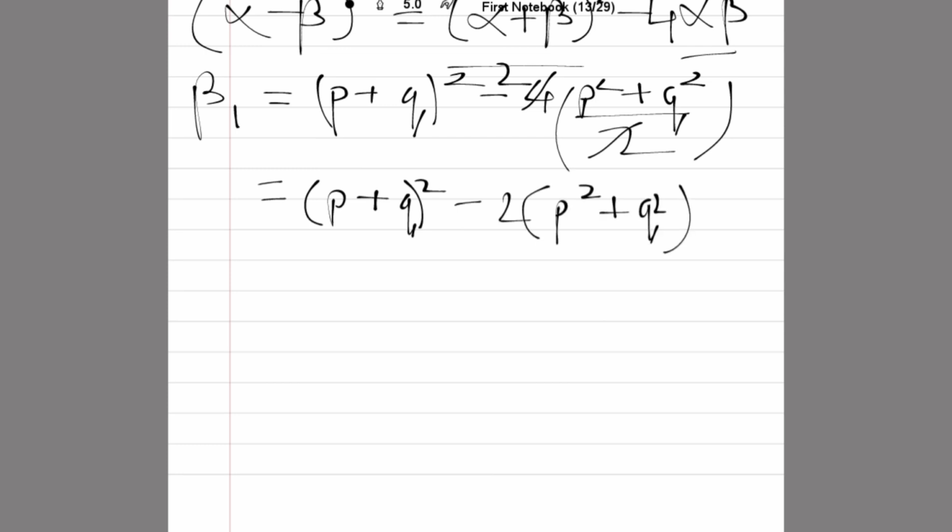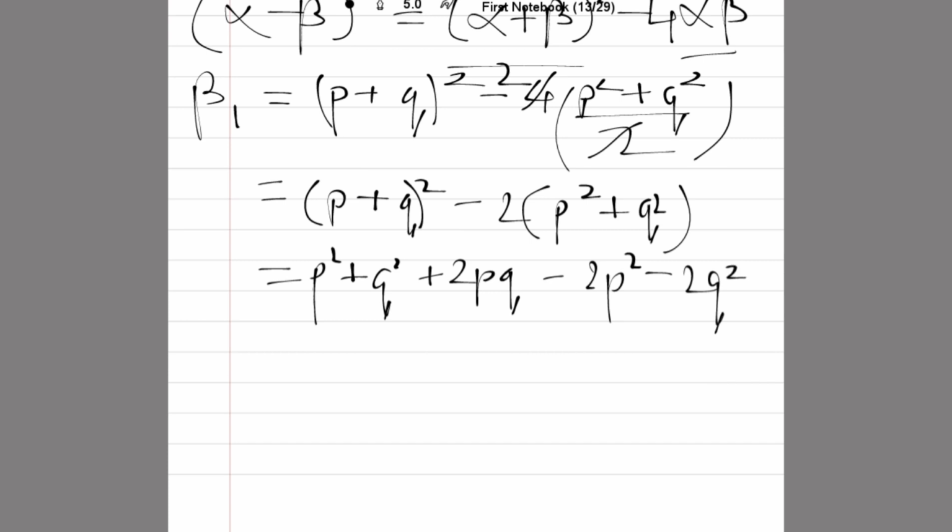Now we can expand these values. We will get p square plus q square plus 2pq minus 2p square minus 2q square, right? Now we can see that p square will get subtracted, and what we will get is 2pq minus p square minus q square, since q square minus 2q square is minus q square, right? So we have got the value of beta 1.